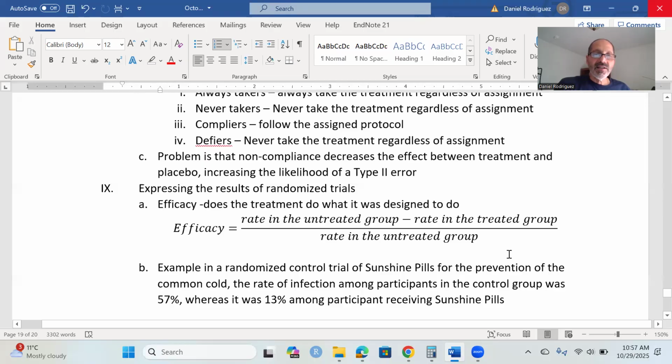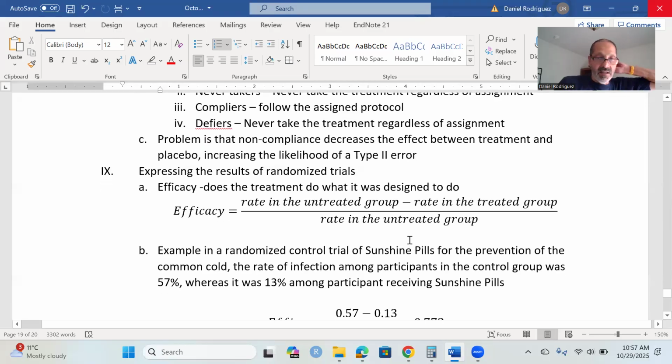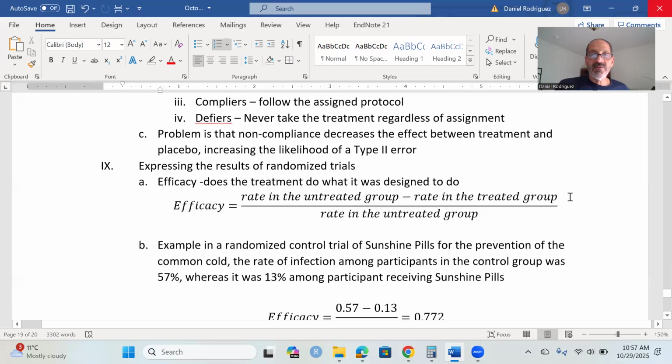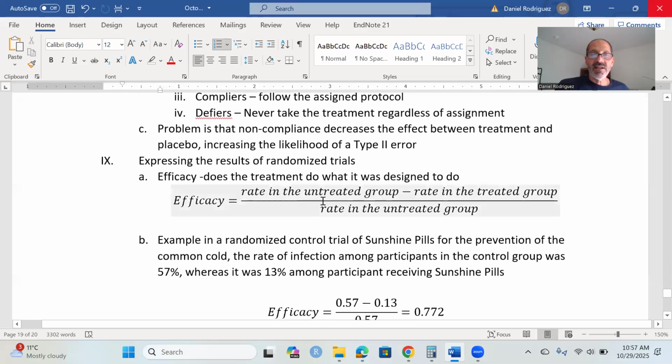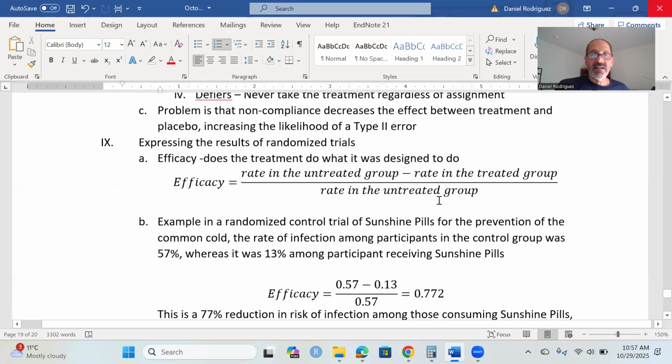With efficacy, in a randomized controlled trial, we can look at the rate of whatever in the untreated group versus the rate in the treated group. If we're looking at a disease, we expect the rate to be higher in the untreated control group than in the treated group. So we take the difference and divide it by the rate in the untreated group.